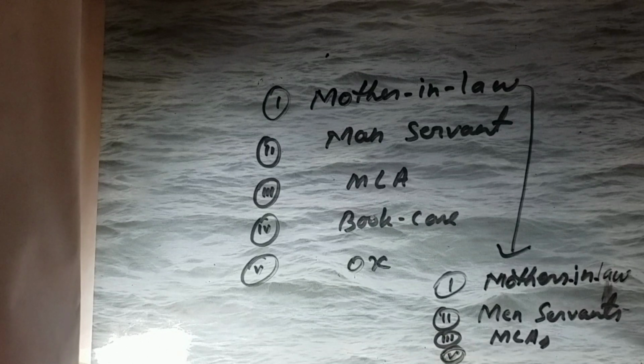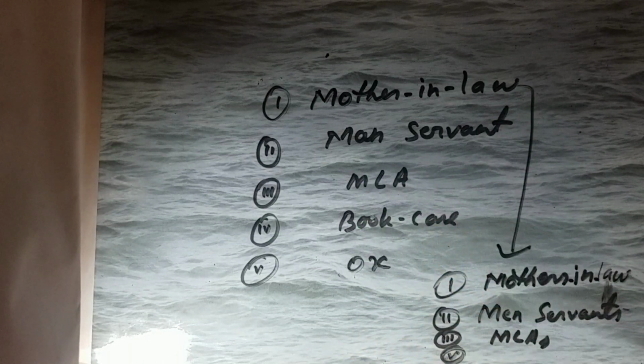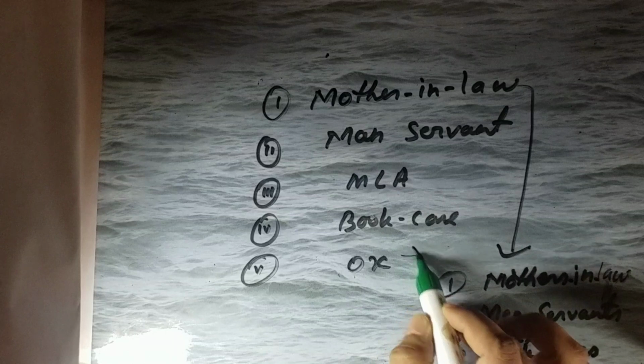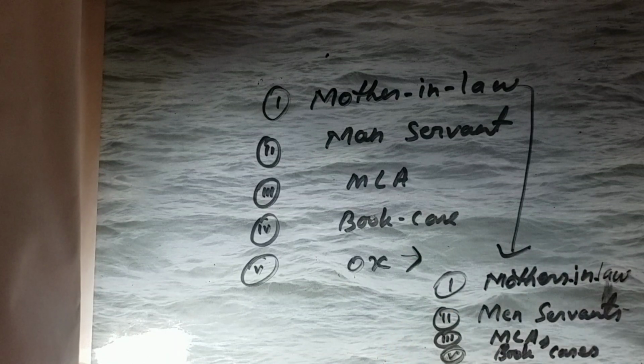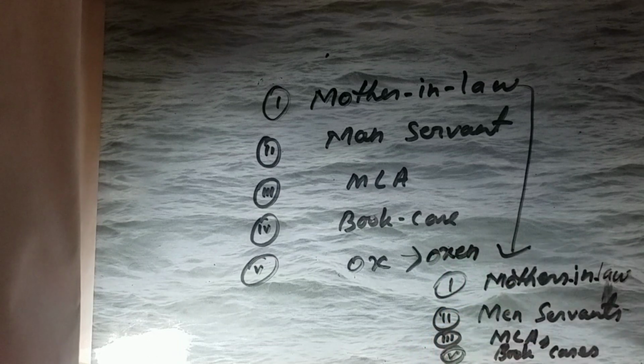The fourth one is bookcase. Then you cannot use the format of mother-in-law, books case. No, bookcases. Bookcases. And the final one is ox. It is universal. Oxen you have to use. Everybody knows it. So these are the interesting concepts of what plural forms.